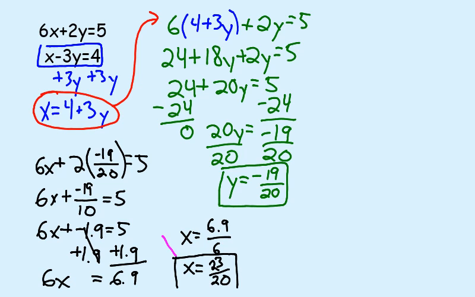Now to find this fraction, I did cheat a little bit. I used a calculator and had it tell me what the fraction would be. Because like I've said before, I prefer fractions instead of decimals as final answers. And of course, since I now know the x answer and the y answer, I have to write the final answer as a set of coordinates. So I have 23 over 20, comma, negative 19 over 20. And that's my final answer.